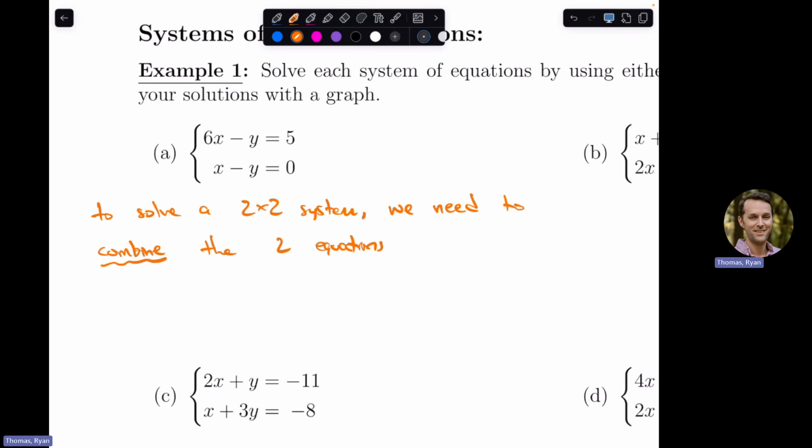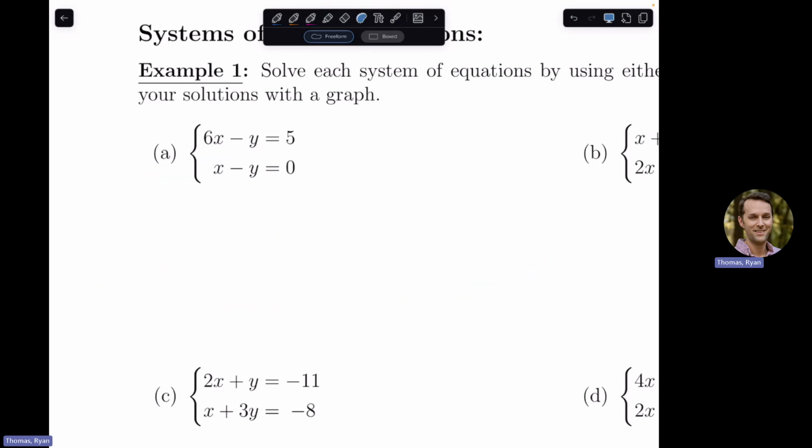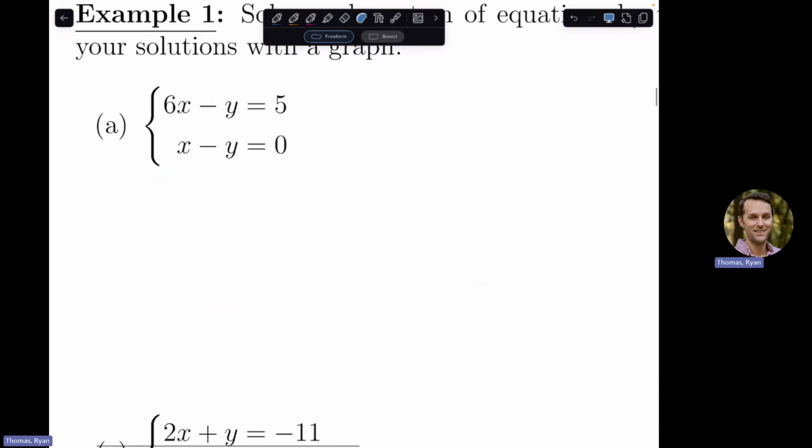The problem is that we've got two unknowns. So the general idea is that we combine these somehow, right? Put the two equations together so that we end up with just a single unknown, so that we have something that we're more familiar with, better equipped to deal with. Okay. And we've got two different ways that we can think about doing the combining part.